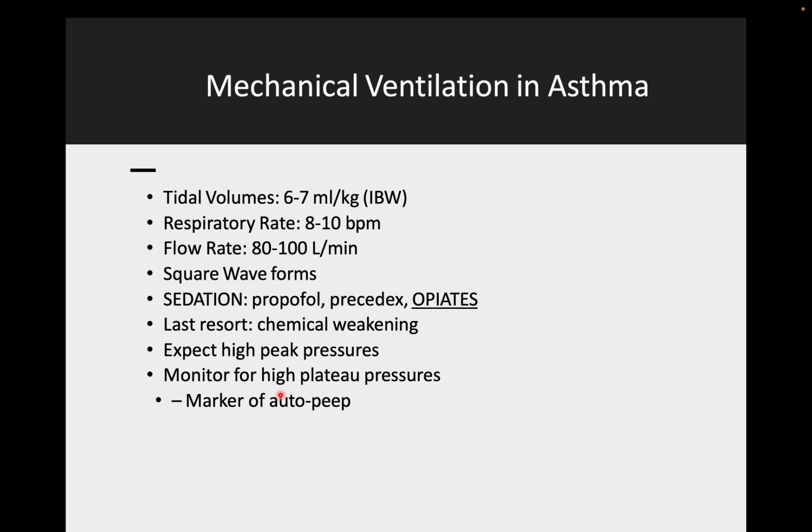Expect high peak pressure, because in bronchial asthma there is constriction of the upper airways, so high peak pressures might be present. High plateau pressures are also present if there is constriction of the bronchioles and at the respiratory bronchiolar level. So auto PEEP should be monitored regularly. If high plateau pressures and high peak pressure are there, or if there is insufficient clearance of tidal volume after inspiration, always suspect auto PEEP.